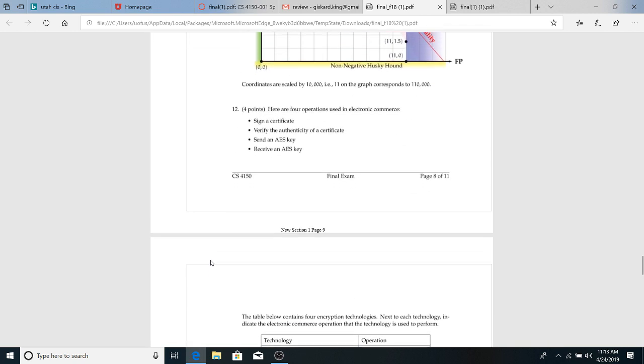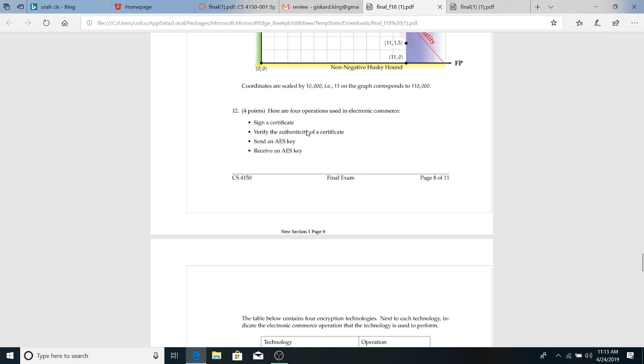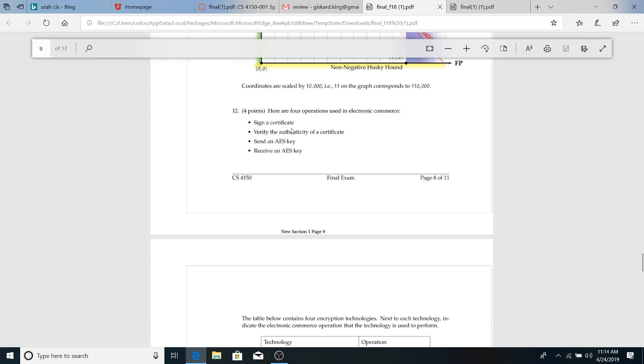So here we're getting into more RSA stuff. We have a couple operations here: signing a certificate, verifying the authenticity, sending an AES key, and receiving an AES key. I believe we talked about AES keys in this class, but just to review, it's a one-time key to encrypt and decrypt a message. It's like a one-time pad.